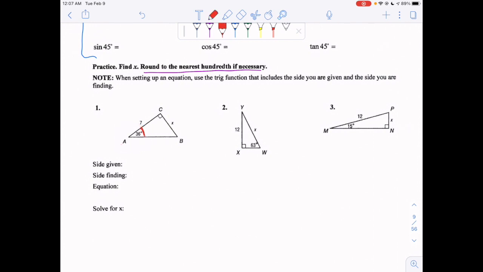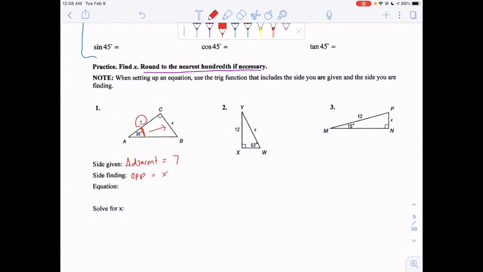So the sides that I am given are the adjacent side. Okay, this is the adjacent side, which the adjacent side right there is 7. And the opposite side is the one that we're trying to find here. That's the opposite. So my opposite side equals x.